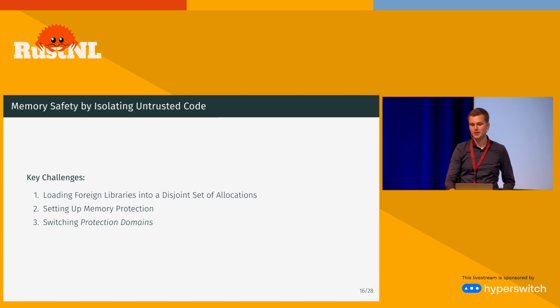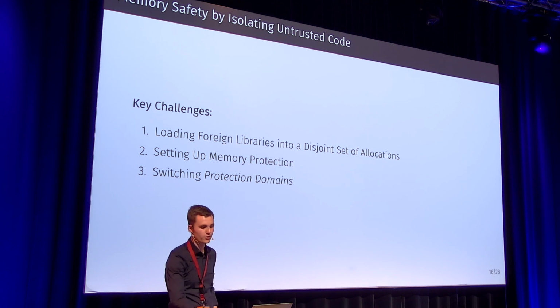When we implement this in practice, there are three key challenges that we need to solve. We need to load foreign libraries into a disjoint set of allocations first. We then need to set up the memory protection mechanism to enforce the protection policy that I've illustrated on the previous slide. And then finally, we need to switch protection domains. These are arguably the most interesting of those challenges, and so we're going to be focusing on that.